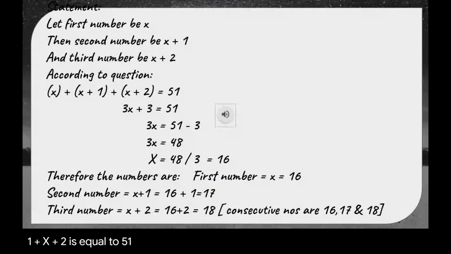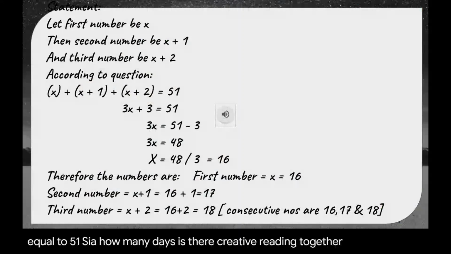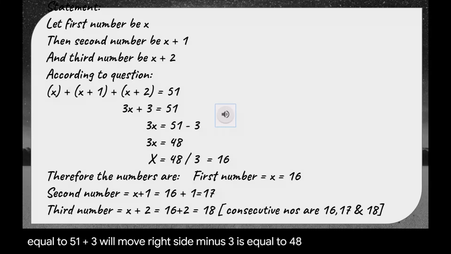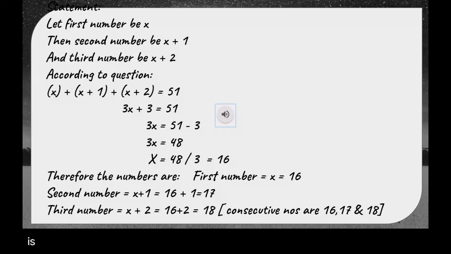Now we can see the statement. According to the question, we got an equation. What is that? x plus x plus 1 plus x plus 2 is equal to 51. Here, how many x are there? 3x are there, isn't it? So, adding together 3x. So, next is 3x plus 3 is equal to 51. Now, plus 3 will move to the right side, minus 3. So, 3x is equal to 48. So, x is equal to 48 upon 3, is equal to 16.